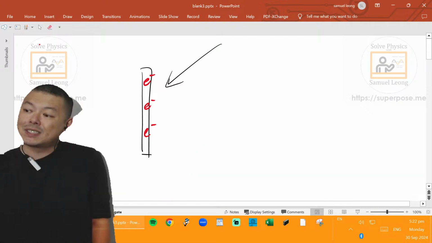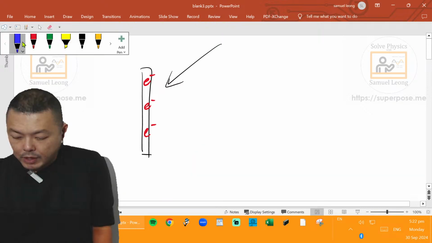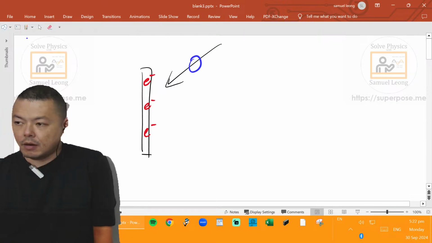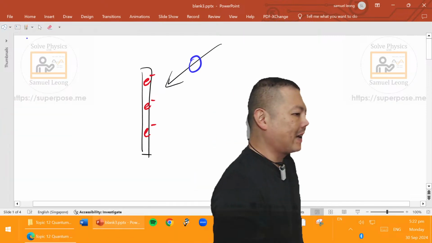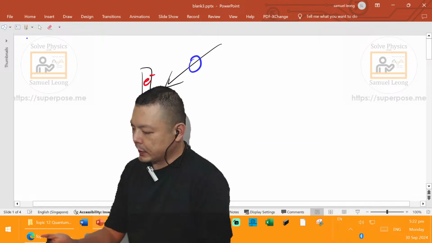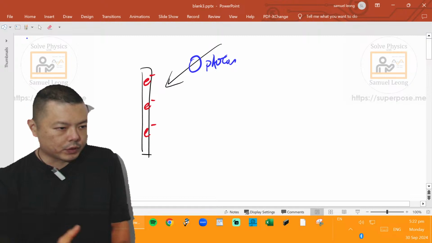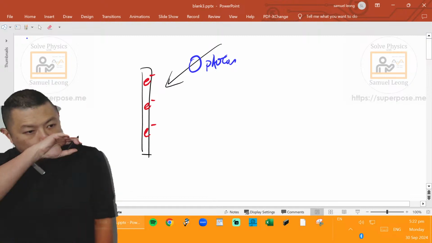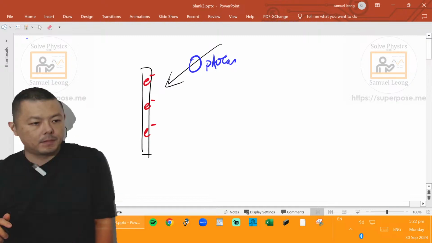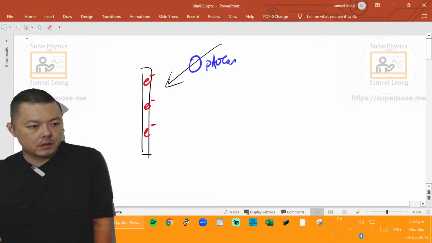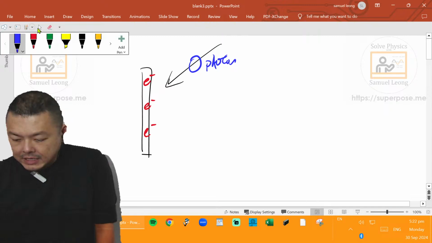So what's the requirement here? That means the photon must have what? What must a photon have? This is your photon, right? So what must your photon have? Then what? Yeah. So in the simplest form, right?